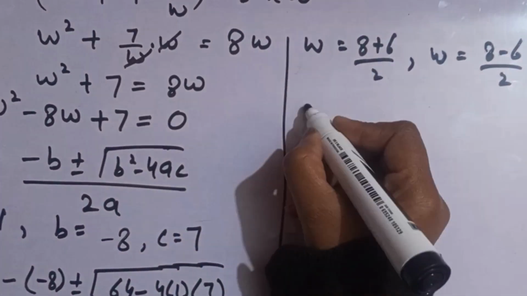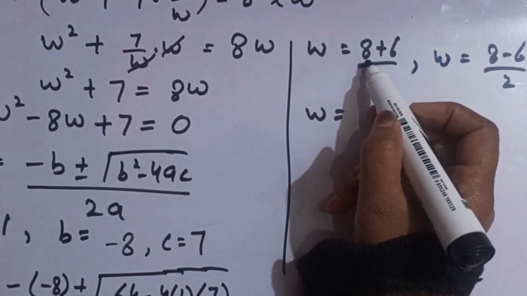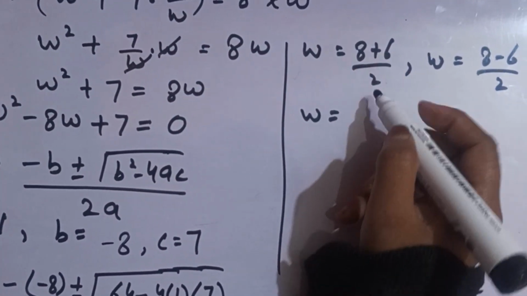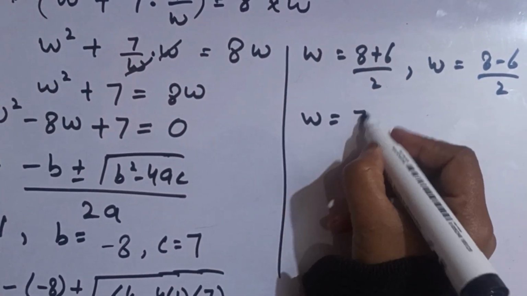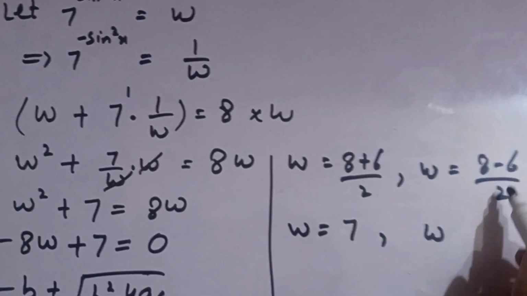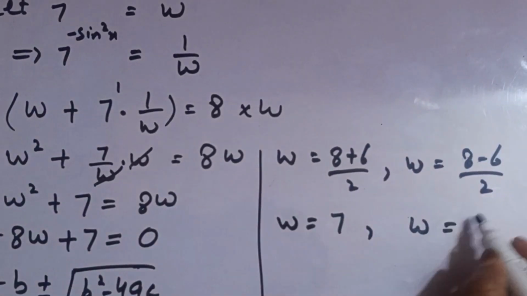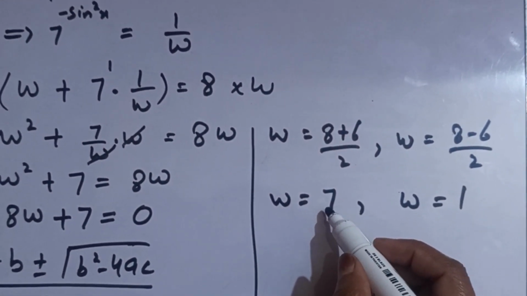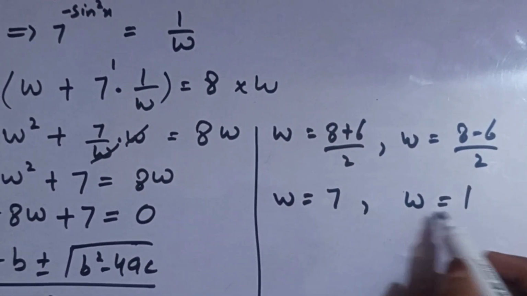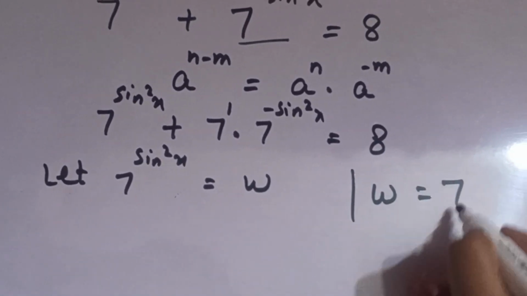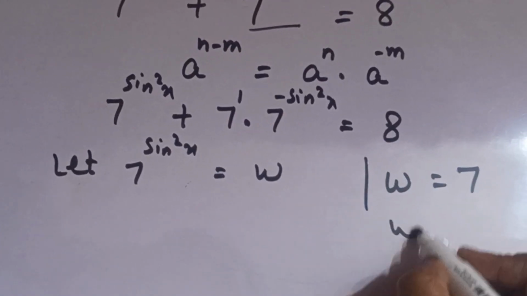Now we simplify this. So w is equal to 8 plus 6 is 14. Divide this 14 by 2, we get 7. Now 8 minus 6 is 2. Divide this 2 by 2, we get 1. So we get the two values of w: the first one is 7 and the second value is 1.